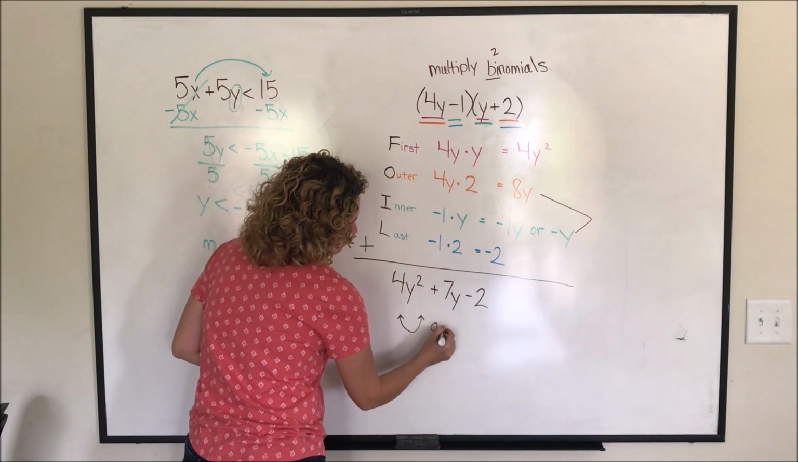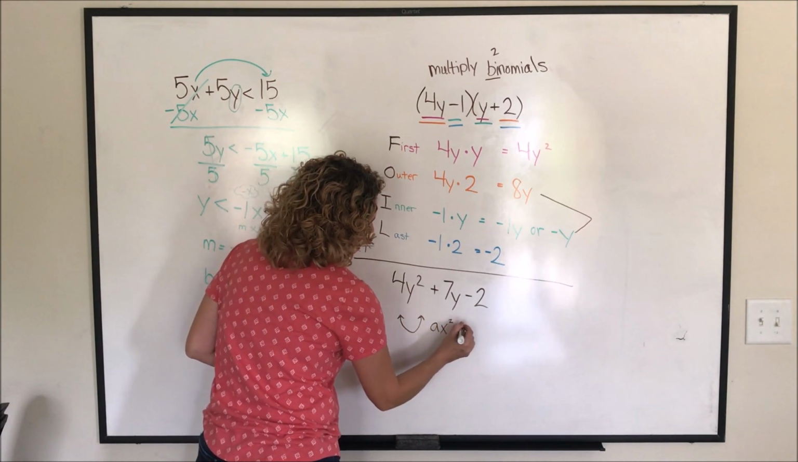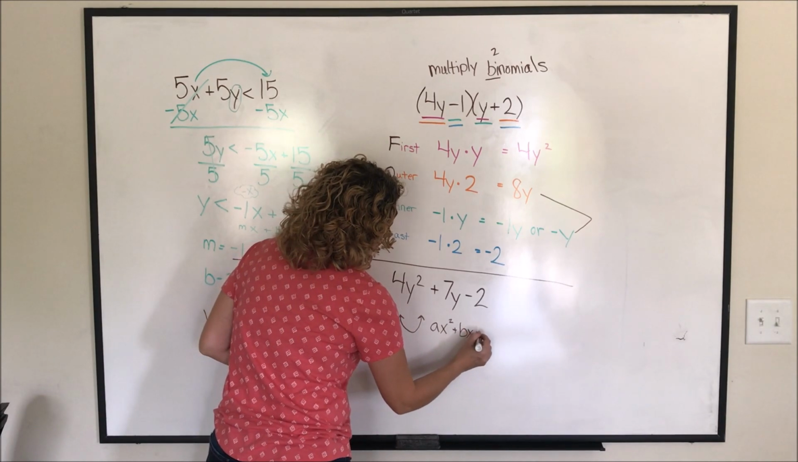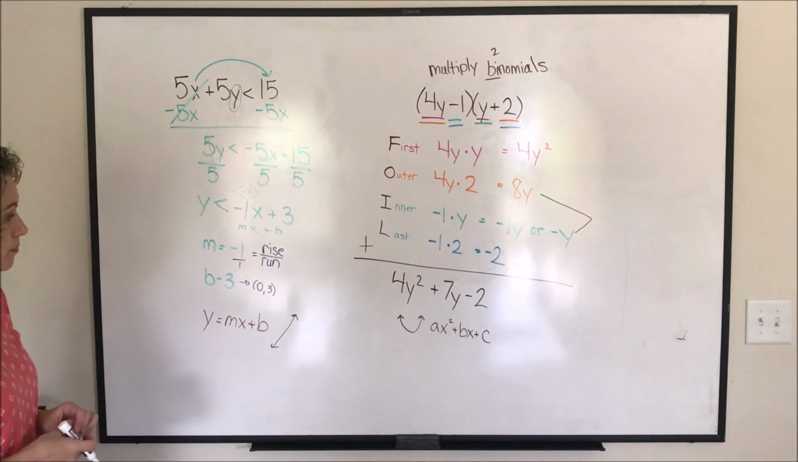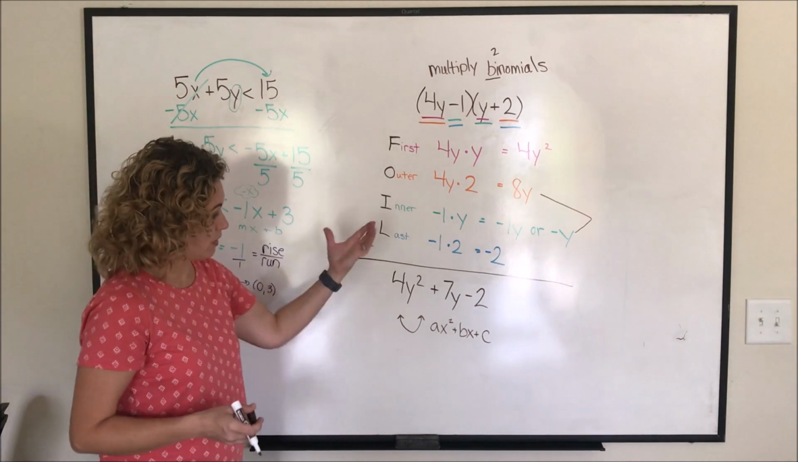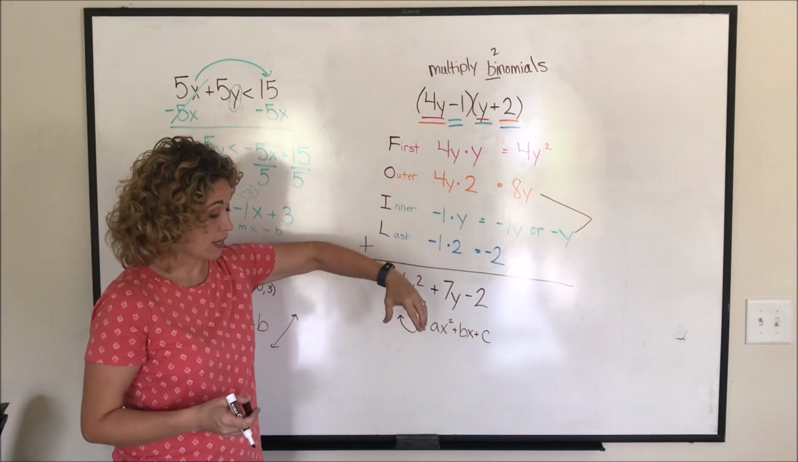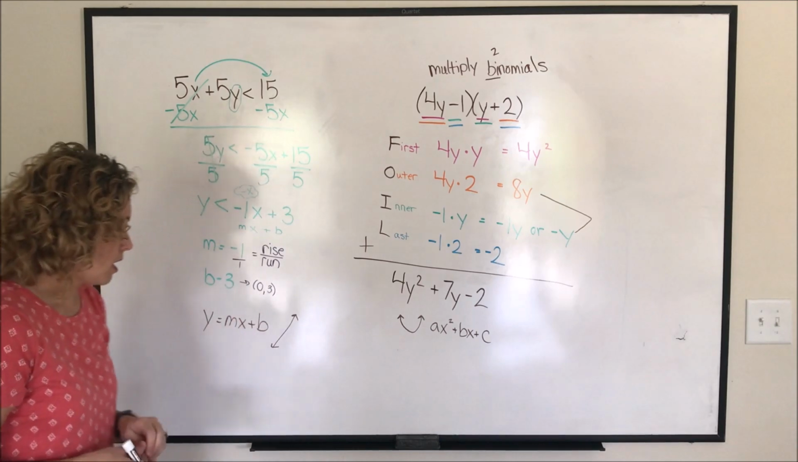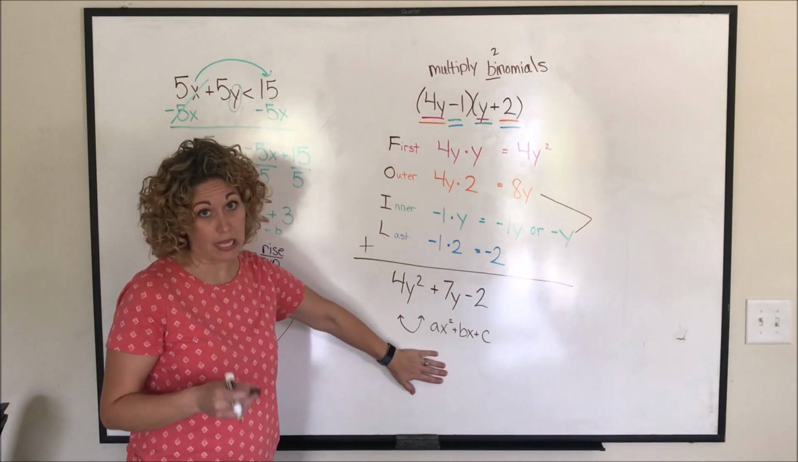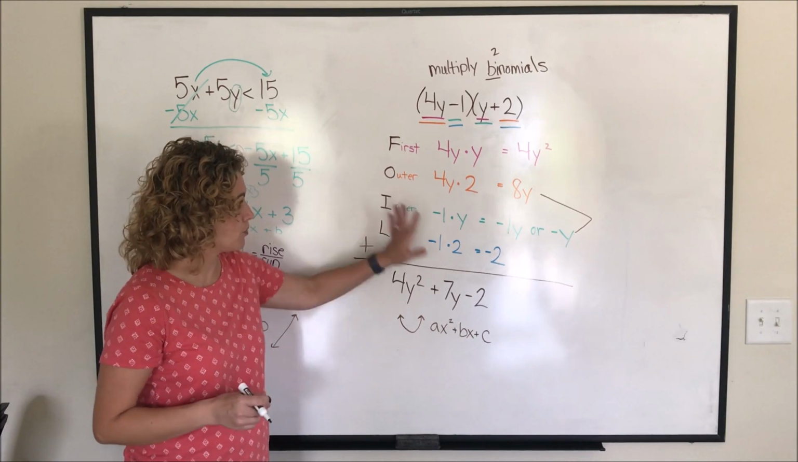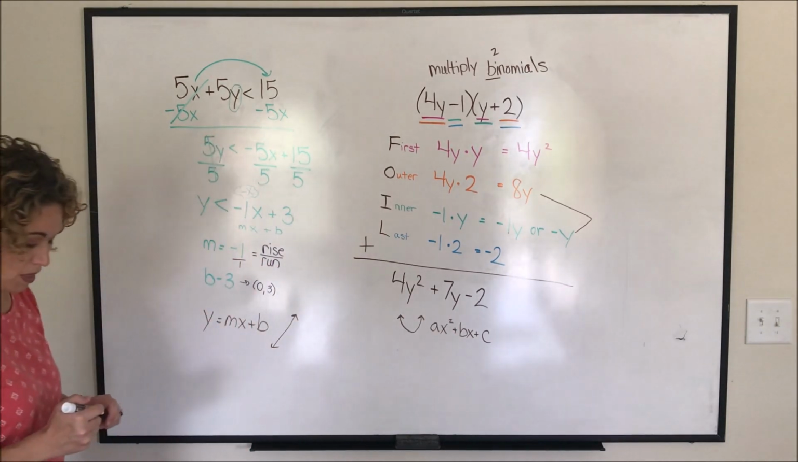This is ax squared plus bx plus c. It is a parabola. If it's positive, it's going to face up. If it's negative, it's going to face down. You have this in Algebra 1, but it's mainly Algebra 2. Okay, but you do get into it. All right.